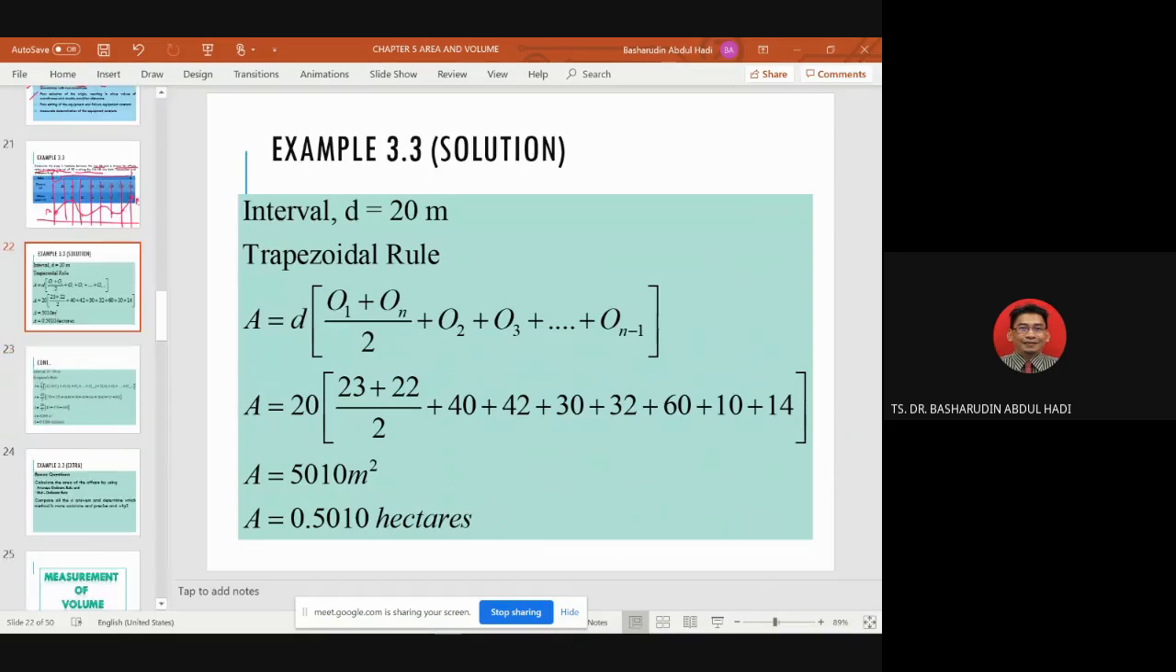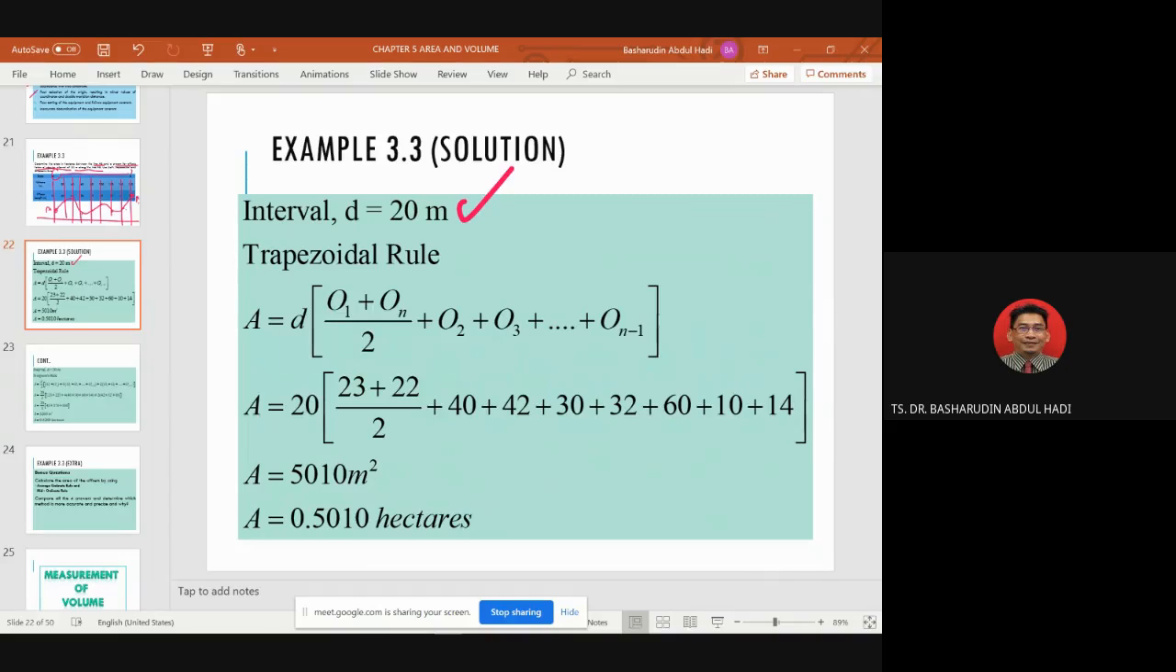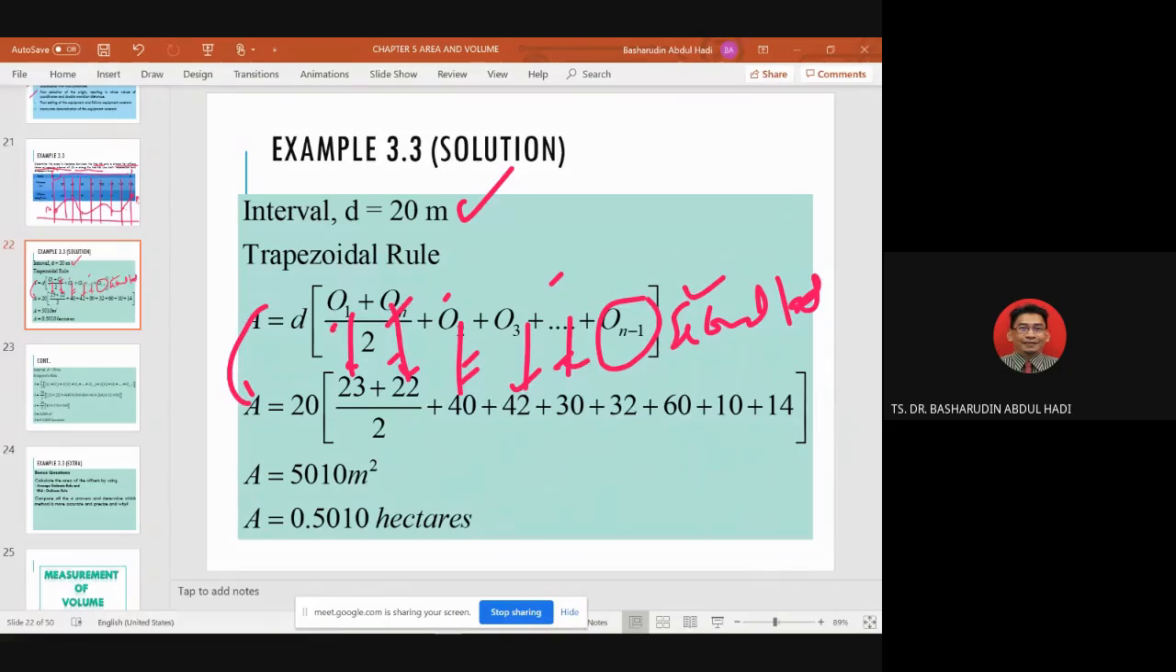So how do they solve it? The interval d equals 20 meters. For the trapezoid rule, A equals d times O1 plus the last one, On, divided by 2, plus O2 plus O3 plus O4, and so on up to the second last. From this formula we just put in the values: 23, 22, 40, 42, this one 30, this one 32, this one 60, this one 10, another one is 14.